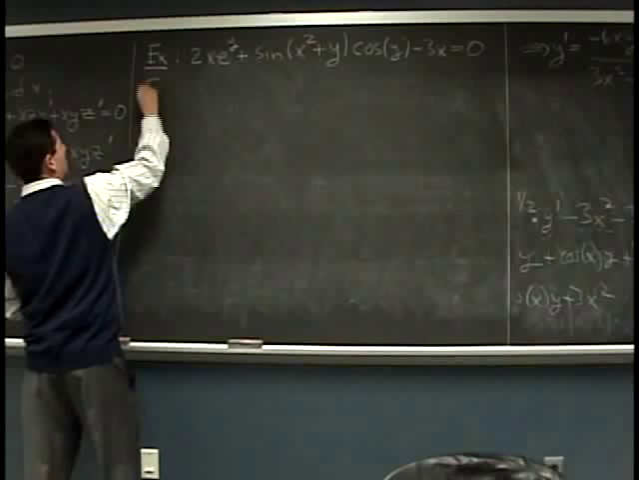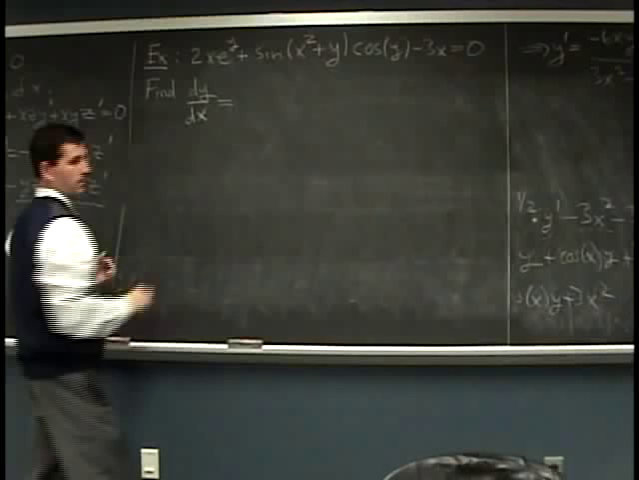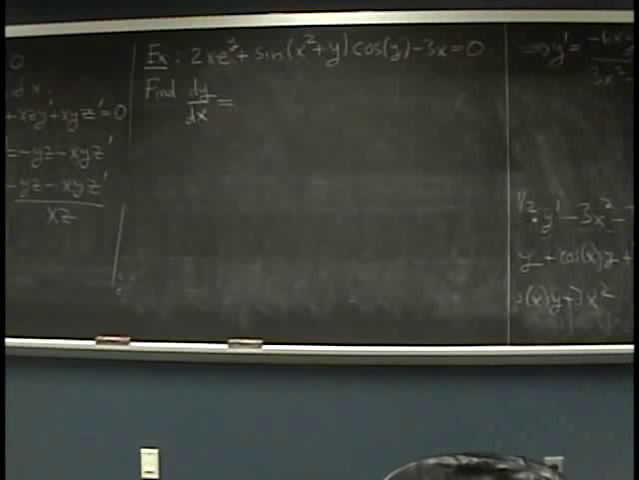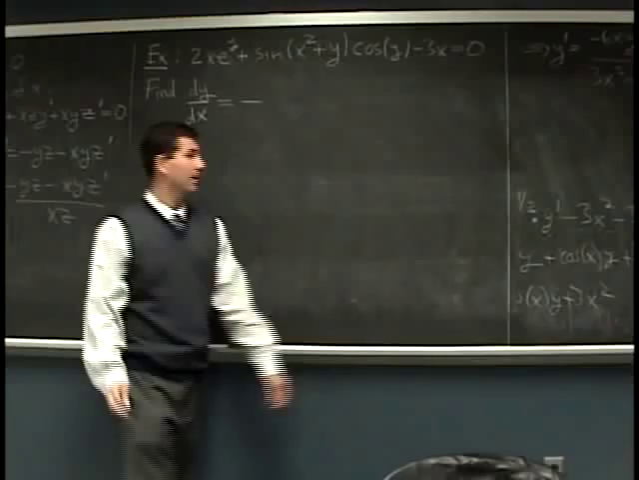And we want to find dy/dx. Okay, so I can use my formula. First part of the formula is very easy. I write down a minus sign. Remember where the minus sign came from: it was subtracting over the derivatives of the x's. And the next thing we have to put down are the derivatives of the x's.